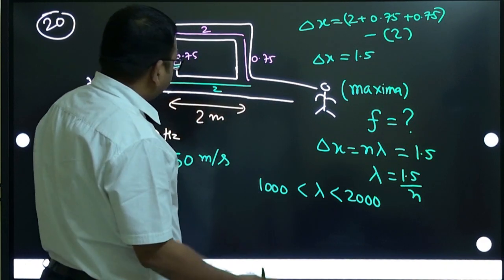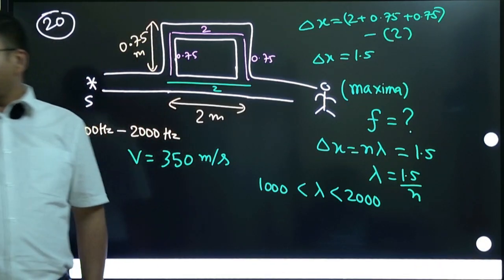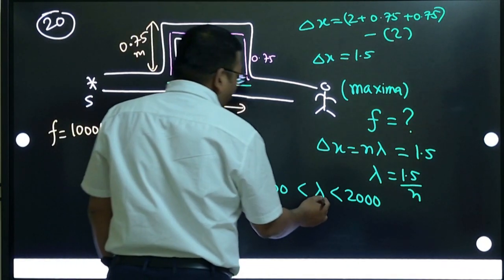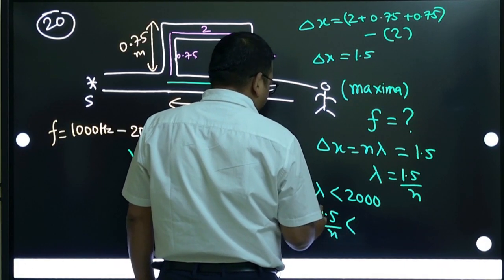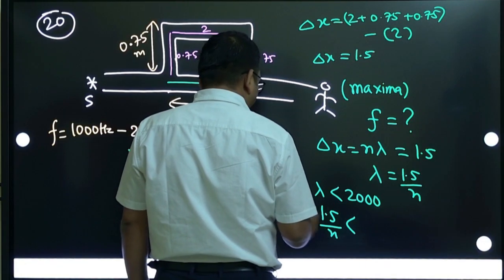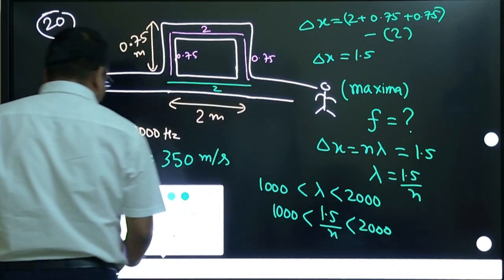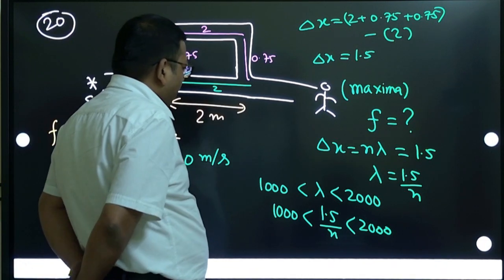Okay, between this. Can it be equal also? Are equality conditions given in the question or not? They have given between. Between means we can leave that, equality you don't take. Now here lambda, substitute 1.5 by n, must be between 1000 and 2000. So what are the possible values of n?